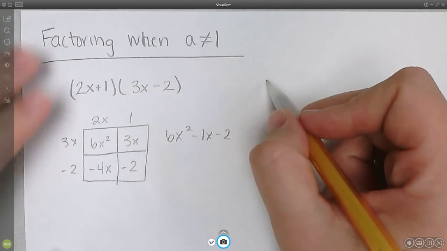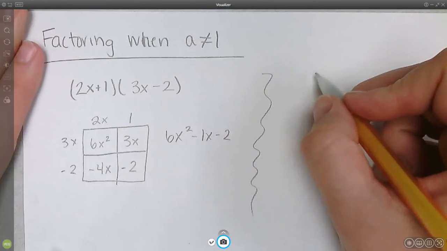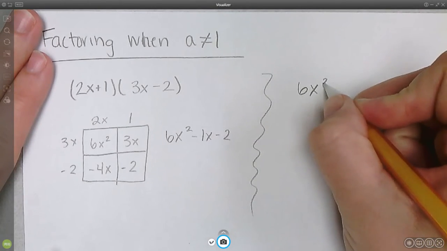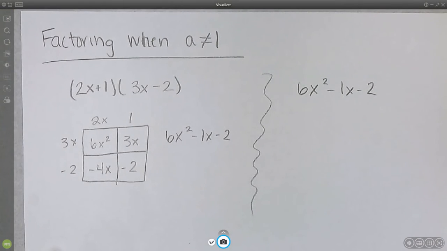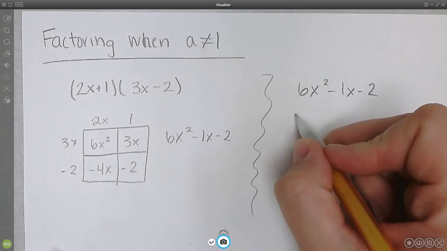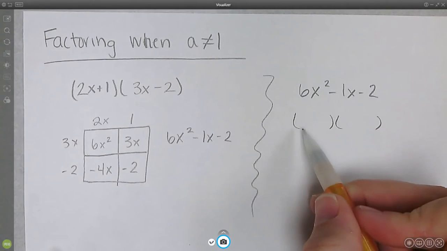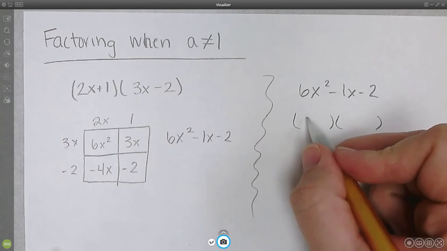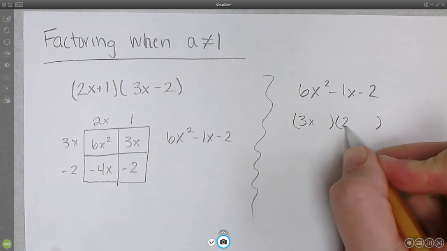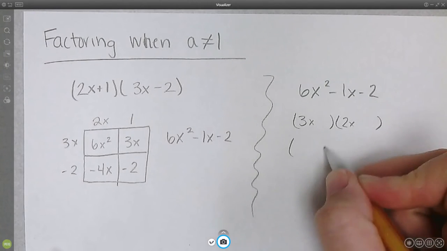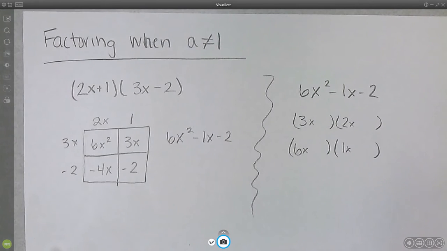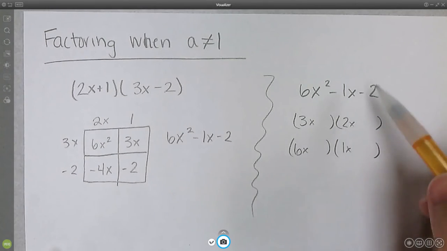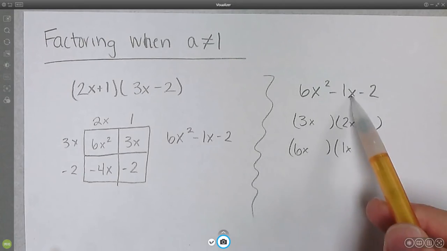So now we're going to try to reverse this problem. We have 6x squared minus 1x minus 2, and let's say we want to factor this. The reason these get tricky is because when you make your factors, you know that these first two numbers have to multiply to 6. So you could have 3x and 2x, or you could have 6x and 1x. Both of these would be possible options to figure out two factors that multiply to give you this.